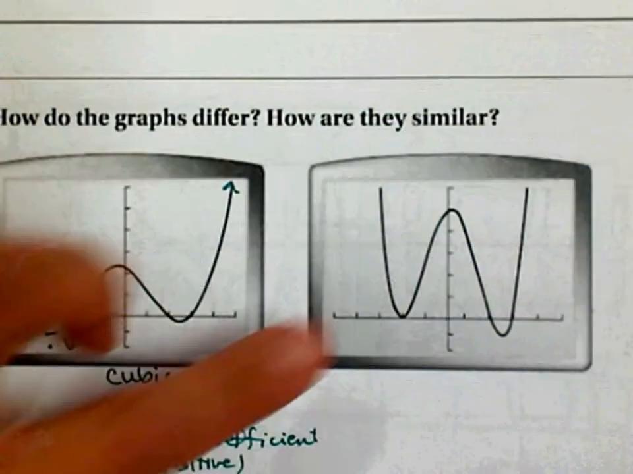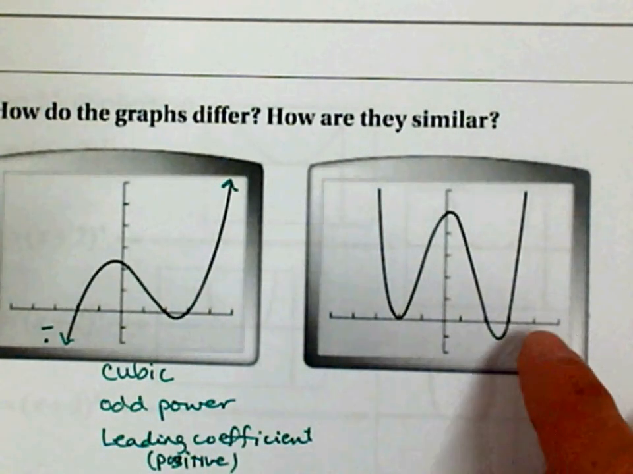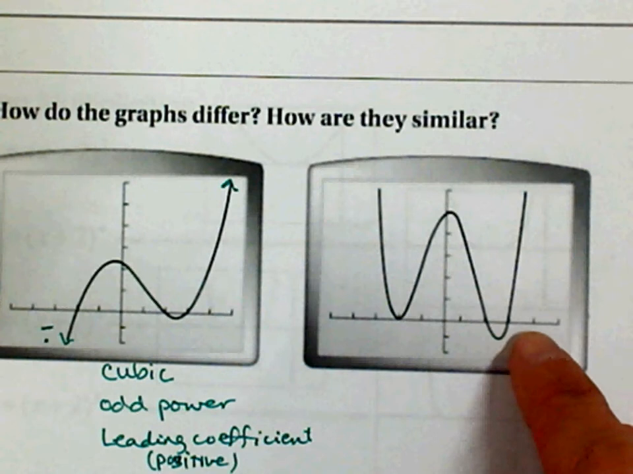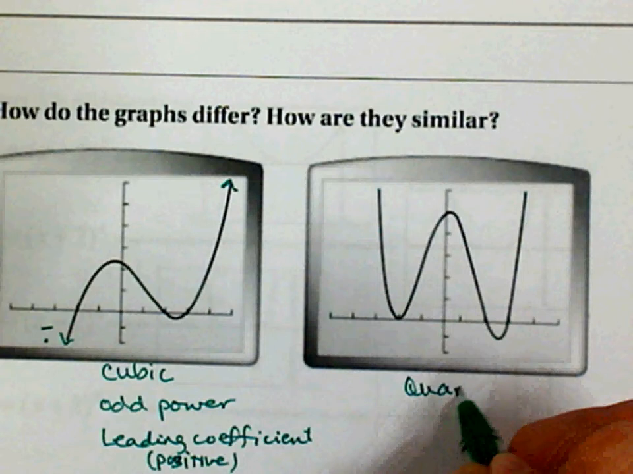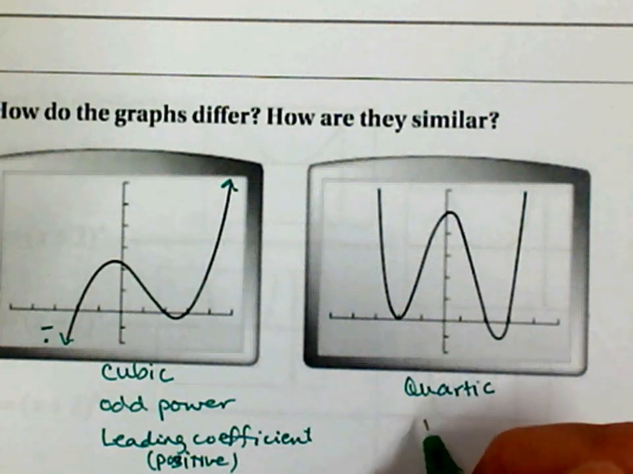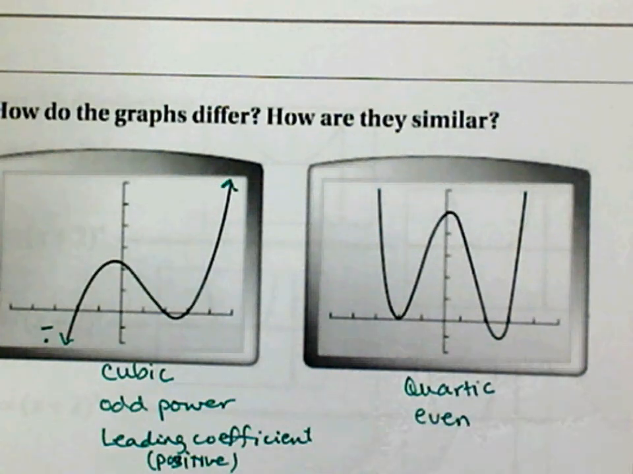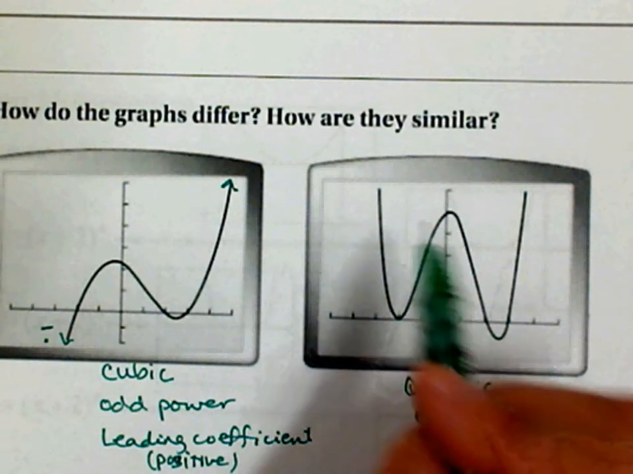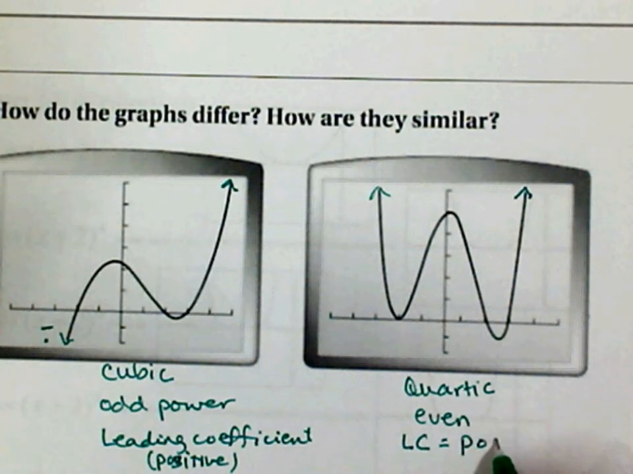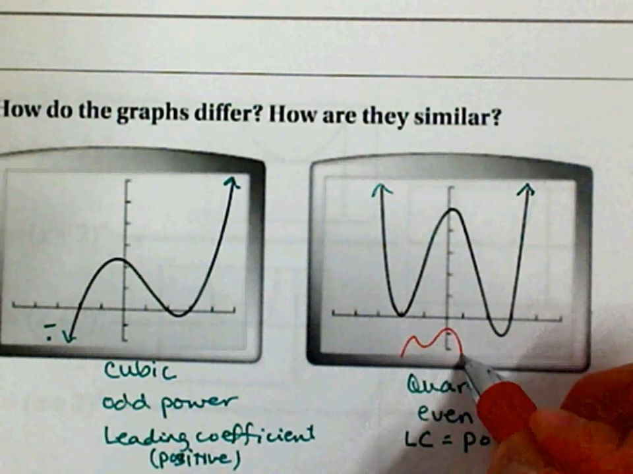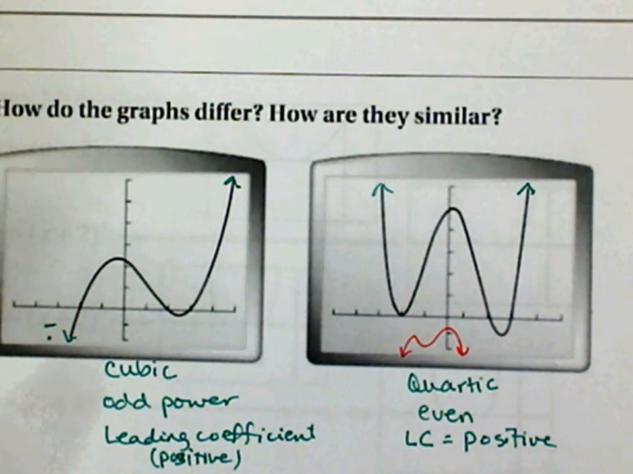All right, look at this one. What is the name of this one? Quintic. Not quintic. Quartic. Even or odd power? Even. What do you notice about the end behavior? Both positive. So what is the leading coefficient of this one, you think? It is positive. If it had been negative, it would have gone like this, right guys? If this was a negative, it would have gone the opposite. Do you guys see that?